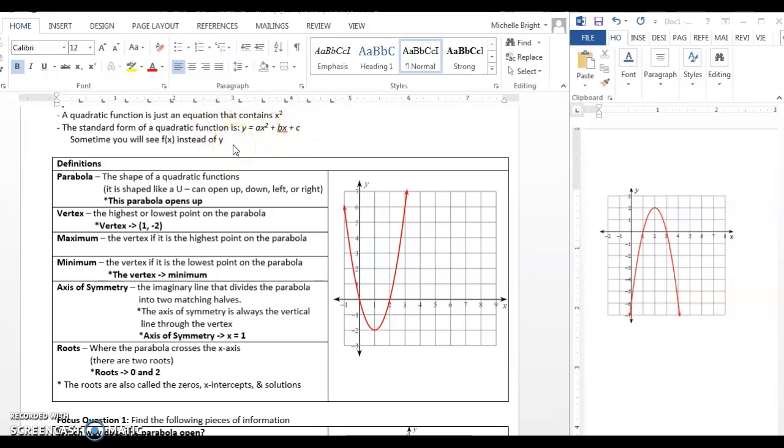Just like when we looked at linear equations, it was y equals mx plus b, right? Or we had ax plus by equals c, right? So we have these different forms. So this is just your general form right here.